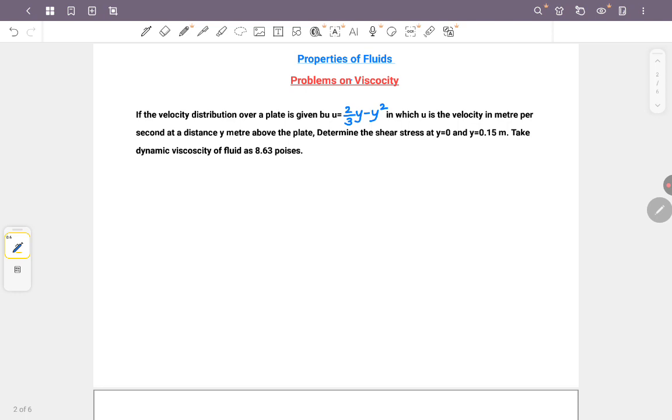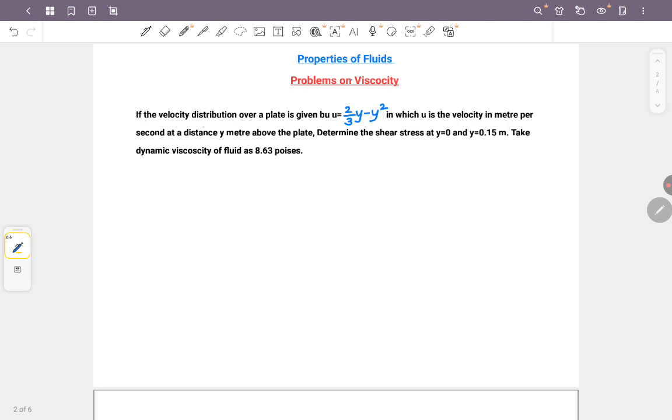Especially this problem is mainly related to the dynamic viscosity, shear stress and shear strain. We have the relation between these three, and we'll try to solve a problem related to these three here. First of all, I'll read the problem.